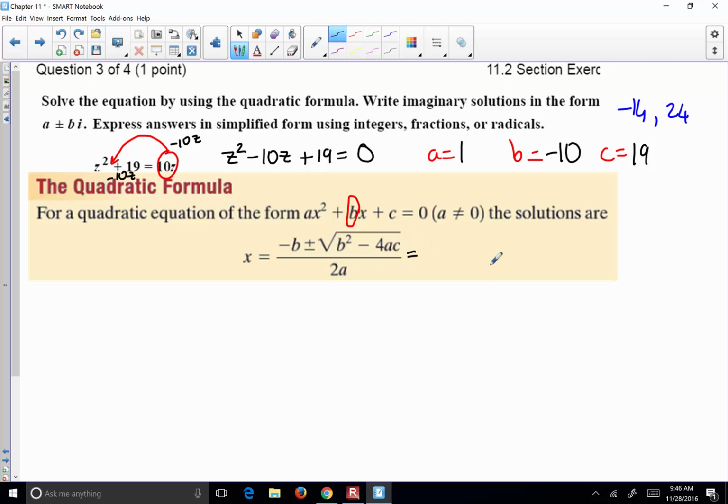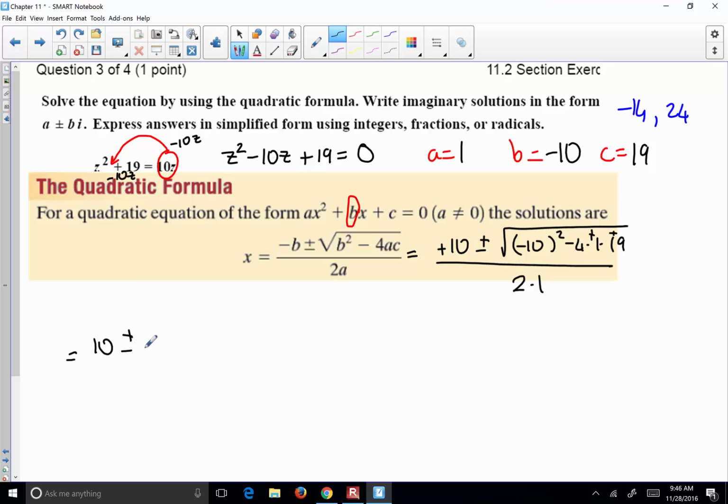Next, we plug them in. Minus 10, negative of minus 10 is positive 10, plus minus 10 squared minus 4AC. Next time, positive, negative multiplication. Negative times positive makes negative. Yes, 2 times 1. So I'm expecting a negative subtraction in this under square.